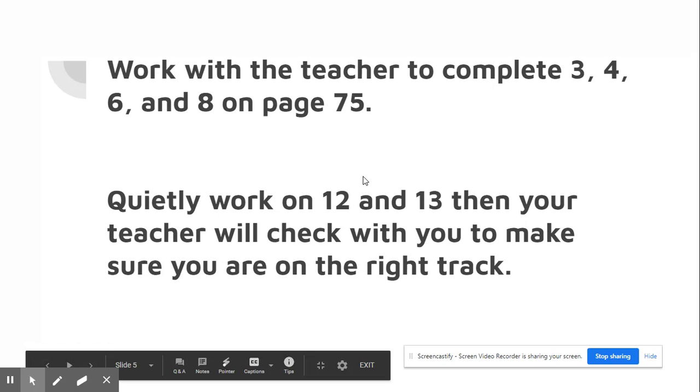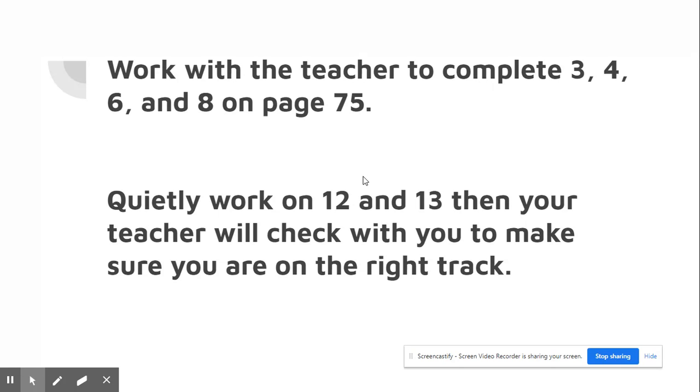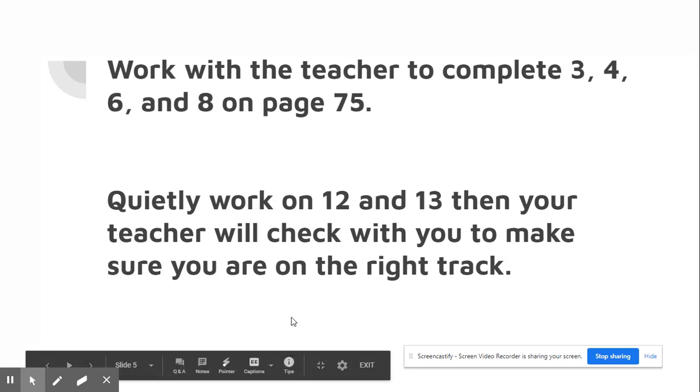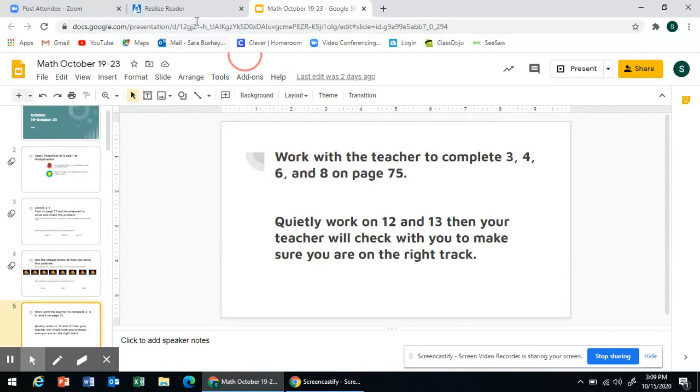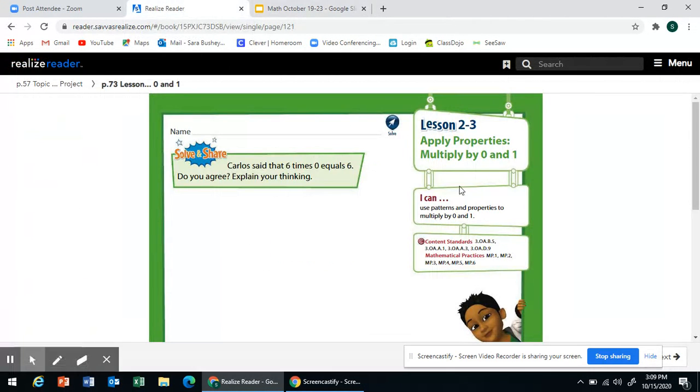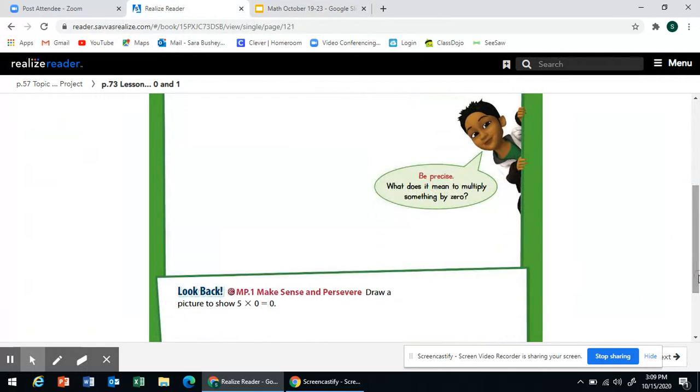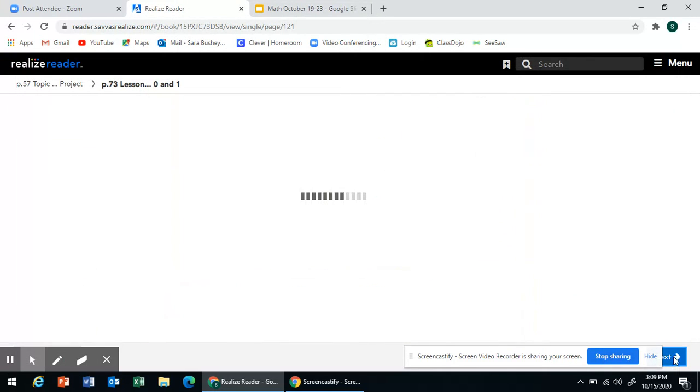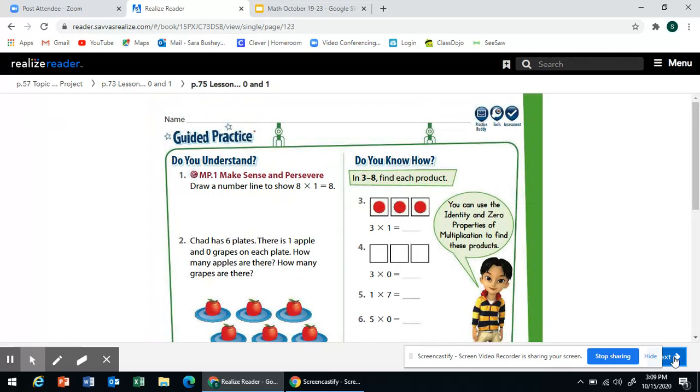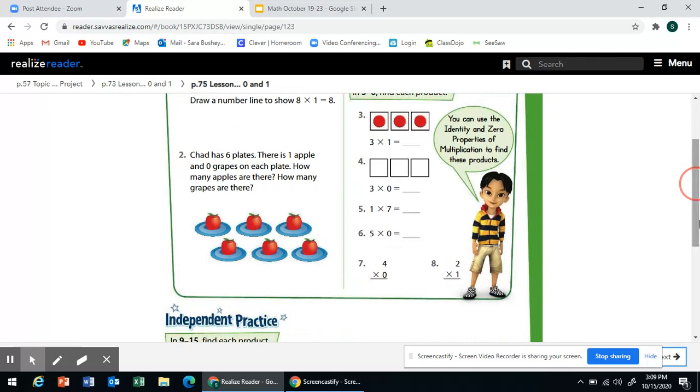Okay, so we are now going to get back into our math book. You're going to work with me in this case to complete 3, 4, 6, and 8 on page 75. I'm going to go ahead and X out of my presentation here, and I'm going to move into our Pearson Realize book that looks just like this. So I'm going to move along. And here we are on page 75. So we're going to go ahead and start with question number 3.